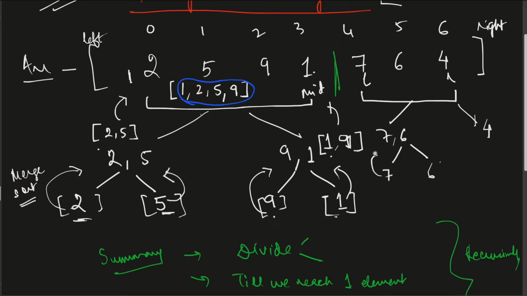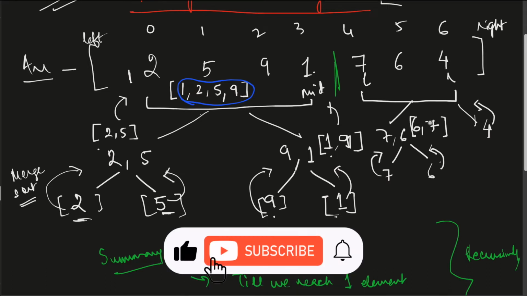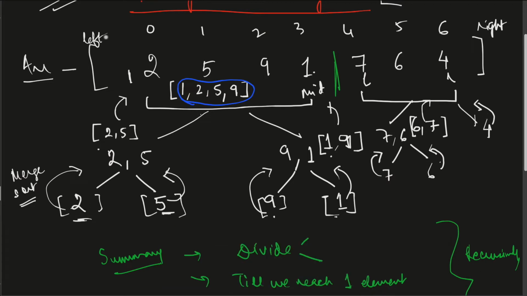When we combine, 7 will be returned, 6 will be returned, and when the combine happens is when it is going to get sorted. So 7 and 6, we know 7 is greater. So the final array that will be returned after doing the combine logic is 6 and 7. And from here anyway 4 will be returned. So 6 and 7 comes from here and 4 comes from here. This again needs to be merged. So from here what do we get? 4 is the smallest, so we get 4, then we get 6 and then we get 7. So this is our array from the right hand side.